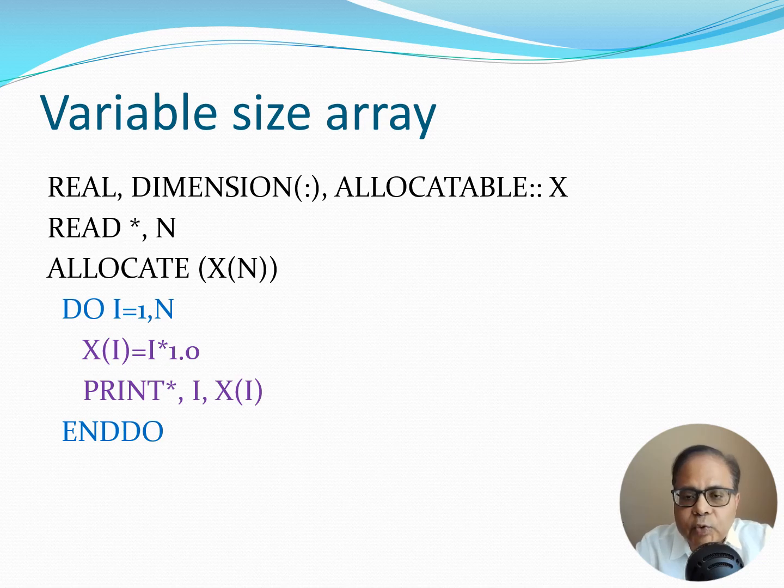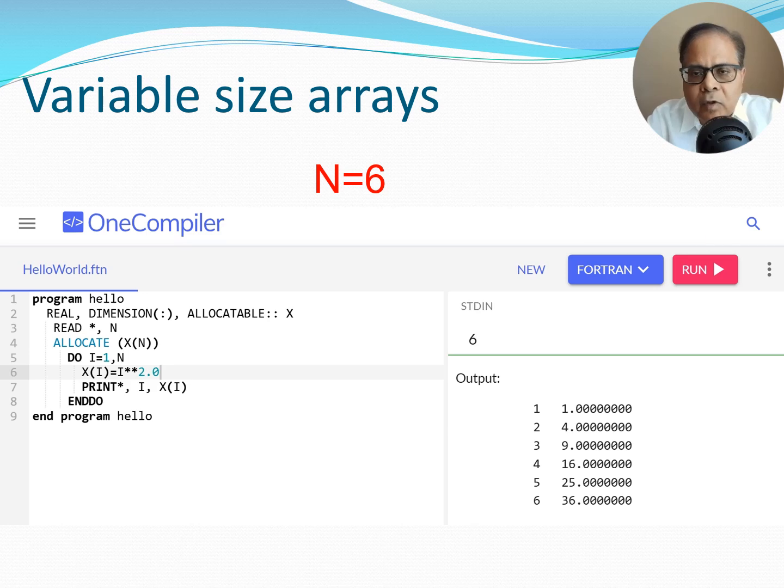You can use it where you want a matrix whose size varies with the system or with the input which you are giving. So here I have given this code and I have run it with n equal to 6. When I give the input n is 6, I get the output here. The do loop goes from I is 1 to 6, and so it creates a vector of size 6. Since I am saying it should square this number, it takes 1, 4, 9, 16, 25, and 36.